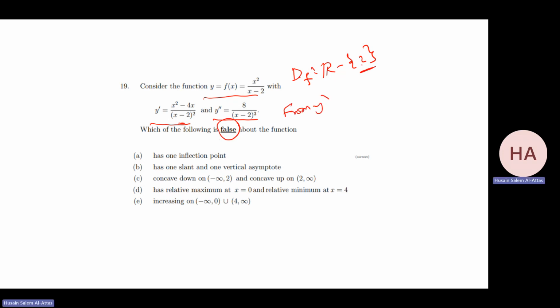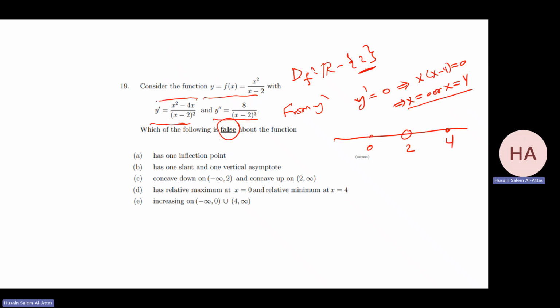Okay, now for y prime, I have this point of discontinuity, and y prime equals 0. That will give me x times x minus 4 equal to 0. So I have x equals 0 or x equals 4. I need to combine the point of discontinuity and these points. So I have 0, this is 2, this is 4. Check the sign.